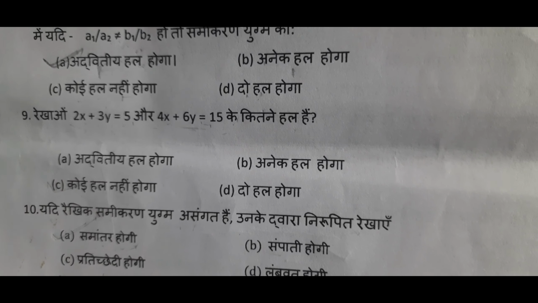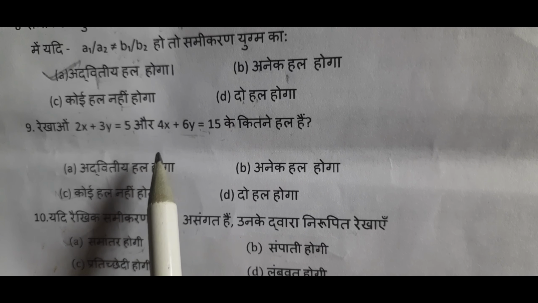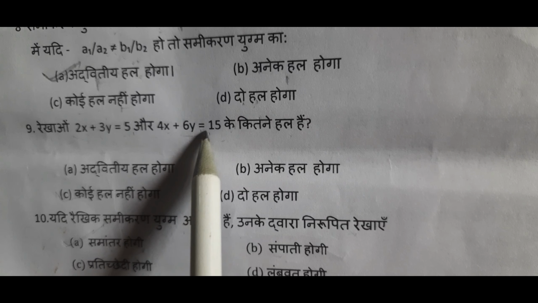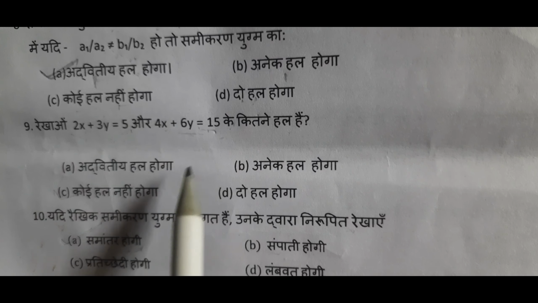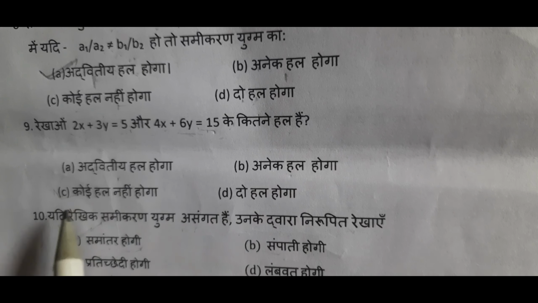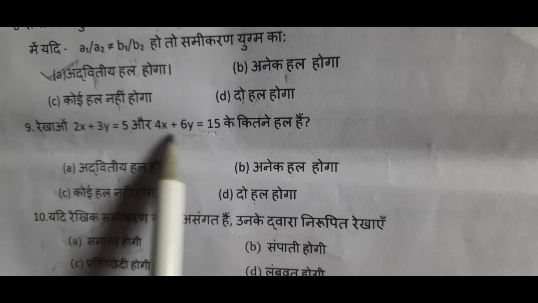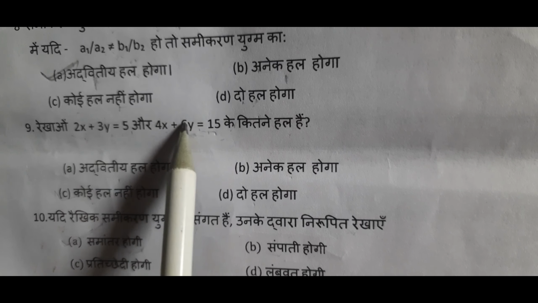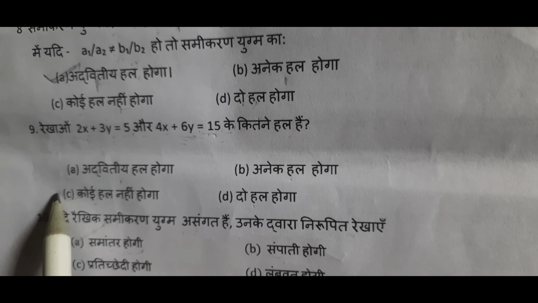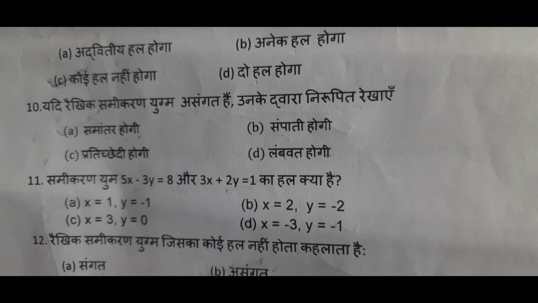Now question number 9. Question number 9 is, how many solutions does the line 2x plus 3y is equals to 5 and 4x plus 6y is equals to 15. So how many solutions will be there? Again it is unique solution, many solutions, no solutions, only 2 solutions. So I think, see, both equations are same. 2x, if you reduce this to 3 and 5, if you reduce this, you will get the same. I think कोई हल नहीं होगा, no solution, there will be no solutions. Now question number 10.